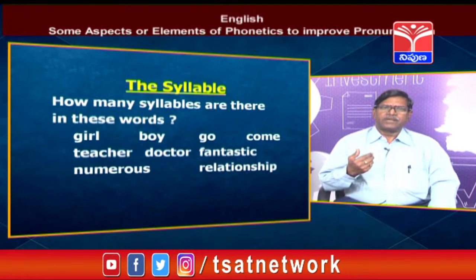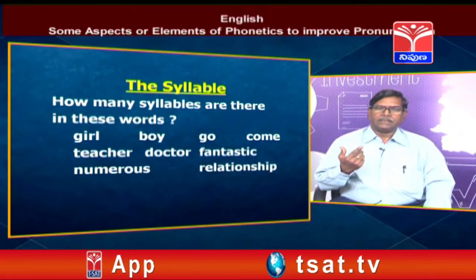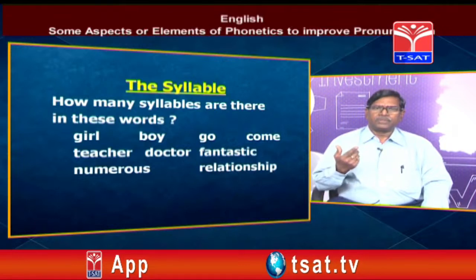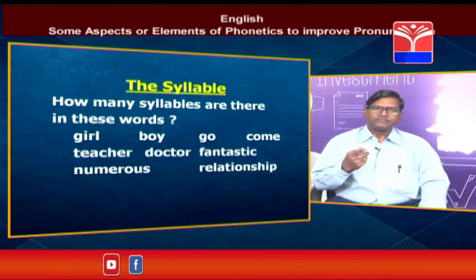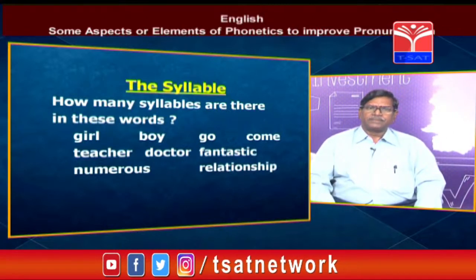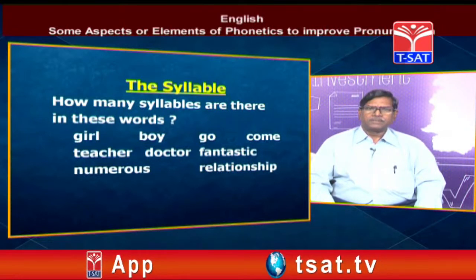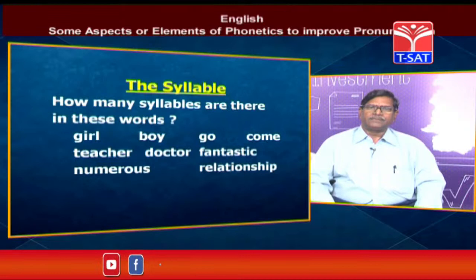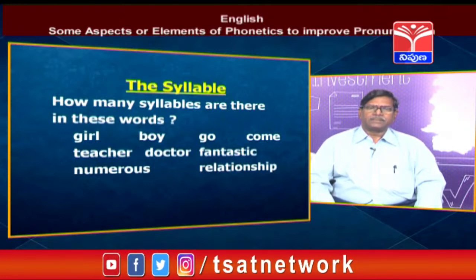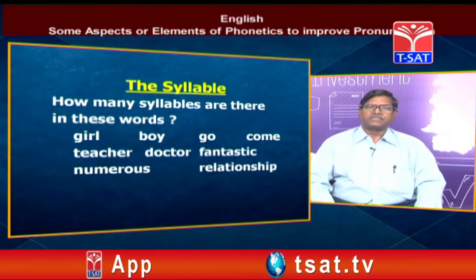See, look at these words. How many syllables are there? Let us consider. Girl, boy, go, come. In all these 4 words, there is only one syllable. And in the case of teacher, doctor, 2 syllables are there. Fantastic. How many syllables are there? 3. Fantastic. Numerous. 3 syllables. Relationship. How many syllables are there? Relationship. 4 syllables are there.